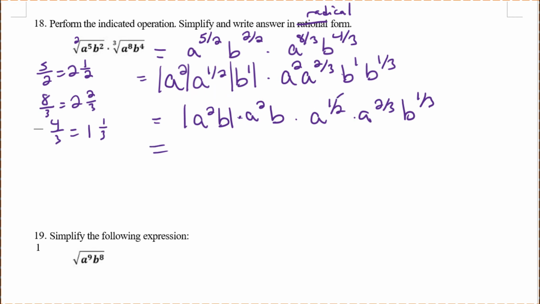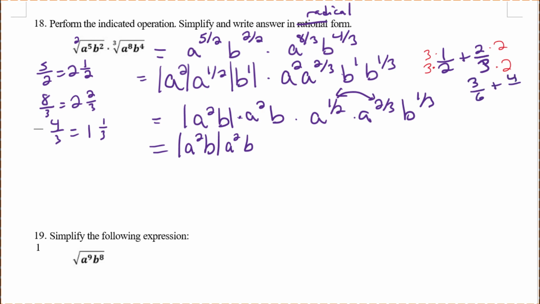I'm going to combine these two by adding them. So all of this, and then I'm going to combine these. So 1/2 plus 2/3. Let's do that over here. I need a common denominator of 6. So I need to times this by 3, times this by 3. Common denominator 6, I need to times that by 2, times that by 2. So we have 3 over 6 plus 4 over 6, which is 7 over 6. So I have a to the 7 over 6, and then I have b to the 1/3.